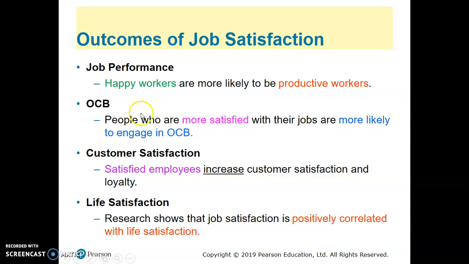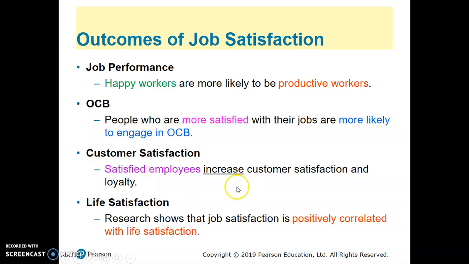OCB, organizational citizenship behavior, means employees voluntarily helping others so that others can perform their jobs effectively. People who are more satisfied are more likely to engage in OCB. That means people who are satisfied with the job tend to help others more, so others are also able to work effectively if they receive assistance from other employees.